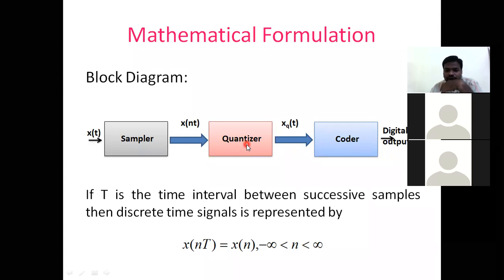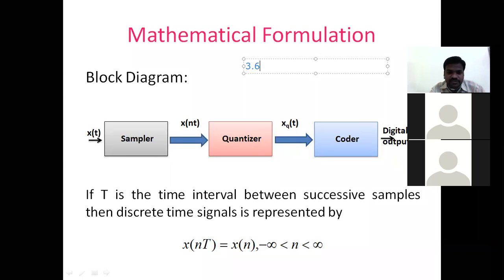So what is a quantizer? Quantizer is nothing but the process of quantization, which consists of two parts. The first part is you should round off the magnitude, or you should truncate the magnitude. Rounding off the magnitude is different, truncation is different. Now please see the difference between round off and truncation.